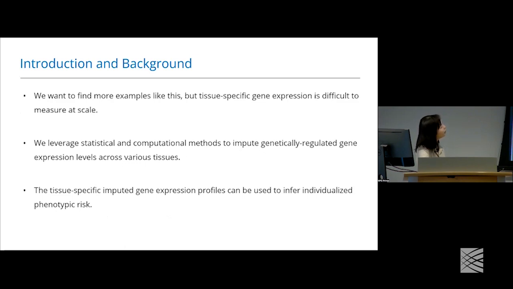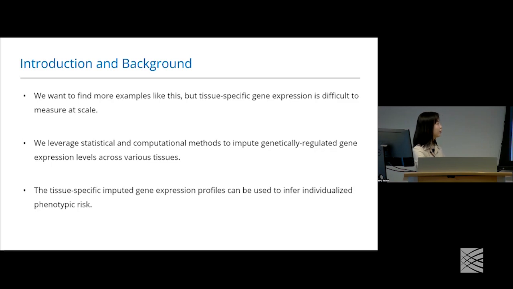But we all know that tissue-specific gene expression is very difficult to measure at scale. So as you can imagine, it's almost impossible to take tissues from different organs at a population level. So what we did is that we leveraged statistical and computational methods to impute the genetically regulated gene expression levels across different tissues.